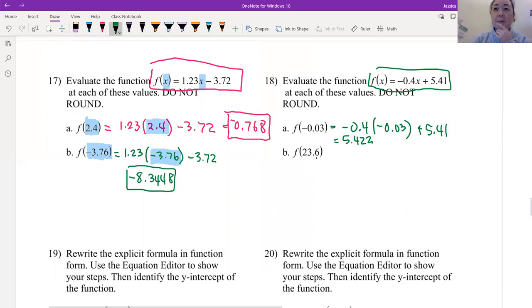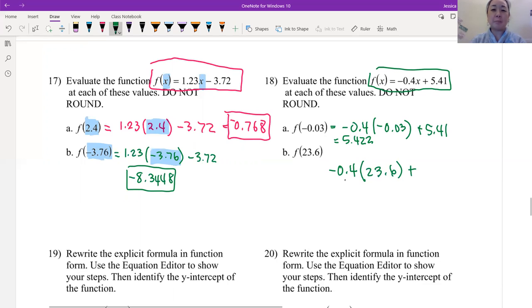Ooh, is this going to be a big number or a small number? I think this is going to be a really negative number because this is going to multiply with a negative number. Yeah, and the x is a pretty big number. So let's try this out. So it's negative 0.4 times, so instead of this number, we're going to put in 23.6.